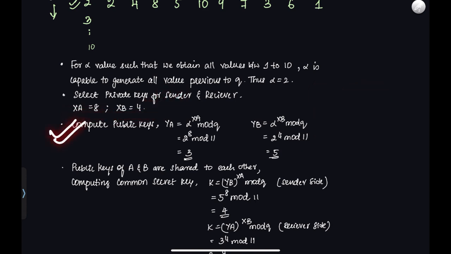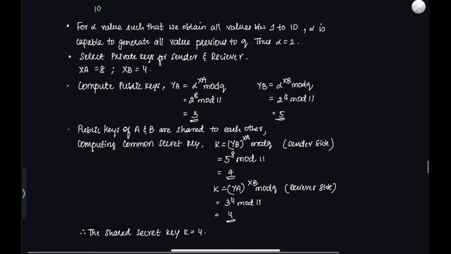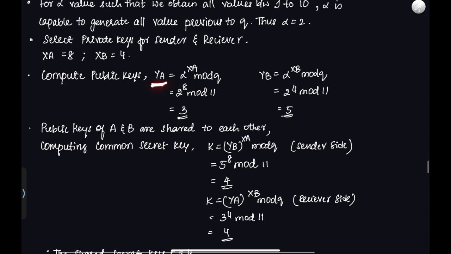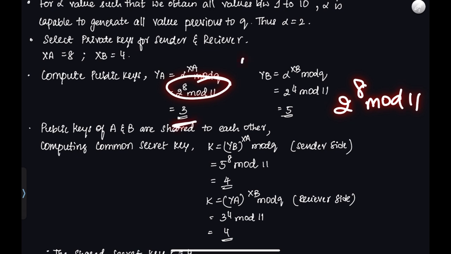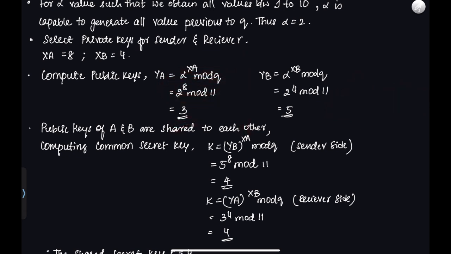After that I'll compute the public keys. In order to compute the public keys, we know the formula. Ya is the public key for the sender, so alpha power xa mod q. Alpha is 2, so 2 power 8 mod 11. When I solve this, I'll get 3. Now yb I'll calculate for b, the receiver. Yb is equal to alpha power xb, so he's making use of his own private key, mod 11. So 2 power 4 mod 11. I'll get 5 as the answer.